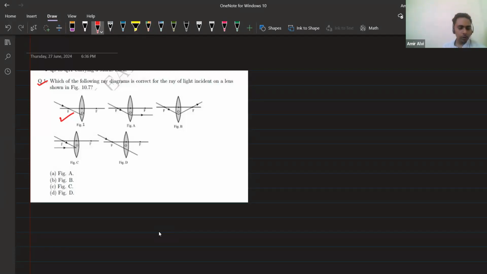Or you can just reverse the first case if you are a little confused. Here, if I reverse the direction of the ray, it will be nothing but a ray coming parallel, like from infinity, and passing through the primary focus. Is it equal to the first case, only with the arrow reversed? Yes or no? Yes, sir. So this is the only possibility that can be correct.